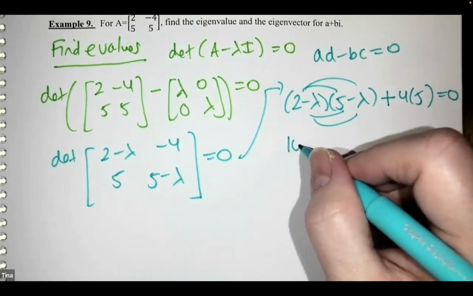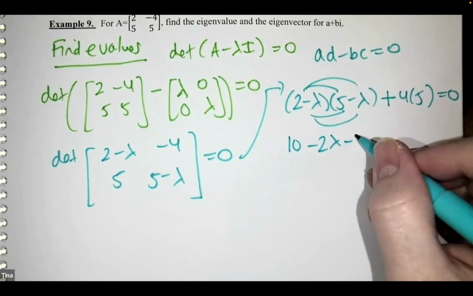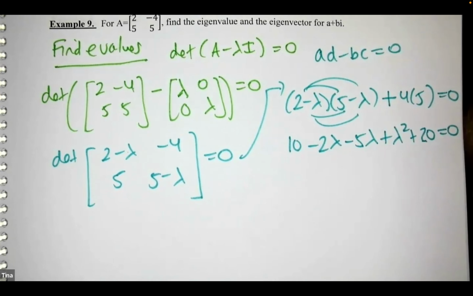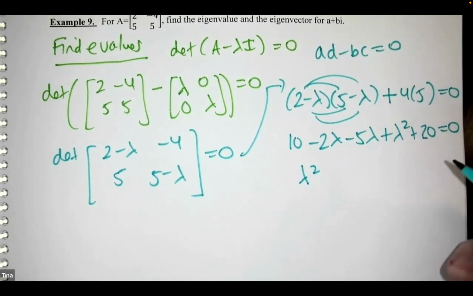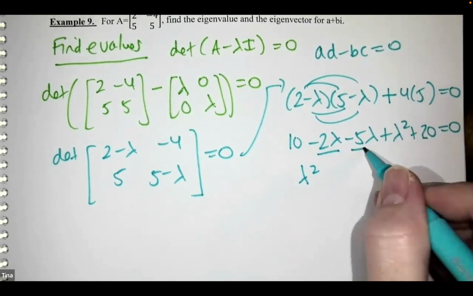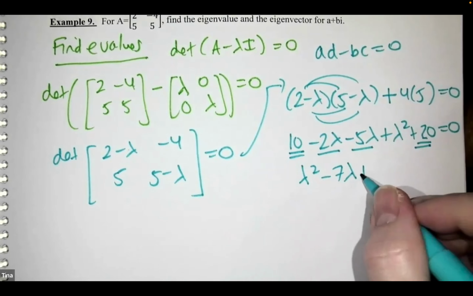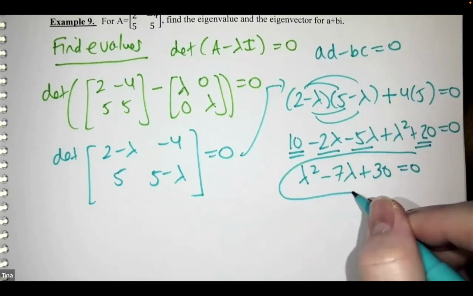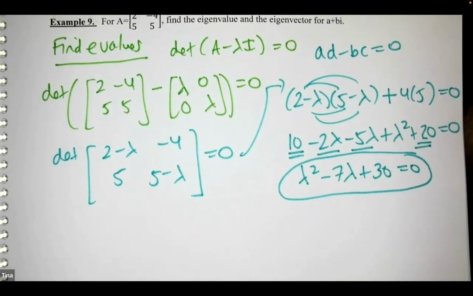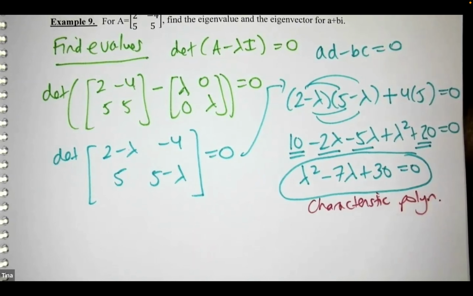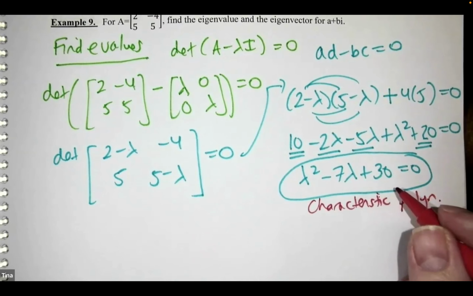times 5, so that's going to turn to a plus, right? So we FOIL all that out, we get 10 minus 2 lambda minus 5 lambda plus lambda squared and then plus 20. So if I collect terms here, I've got negative 2 and negative 5, so minus 7 lambdas, and 20 and 10, so plus 30. So if they only asked for this, it would be called your characteristic polynomial. Okay.